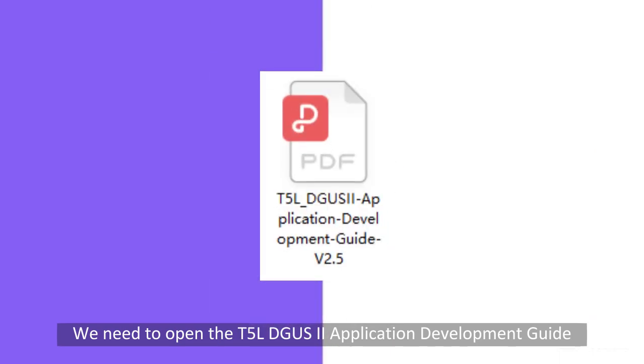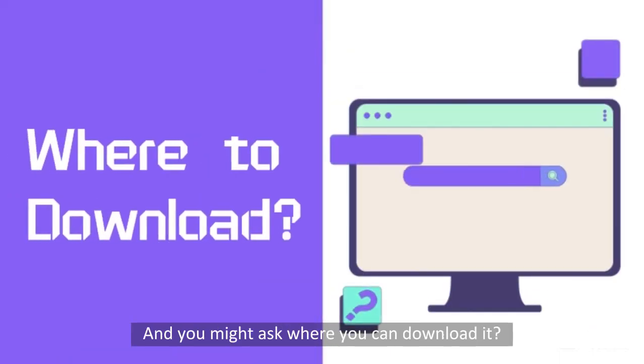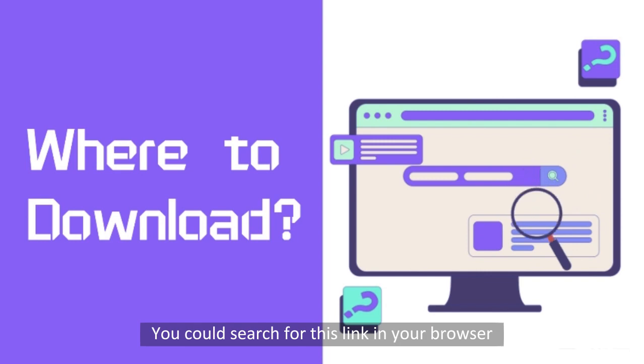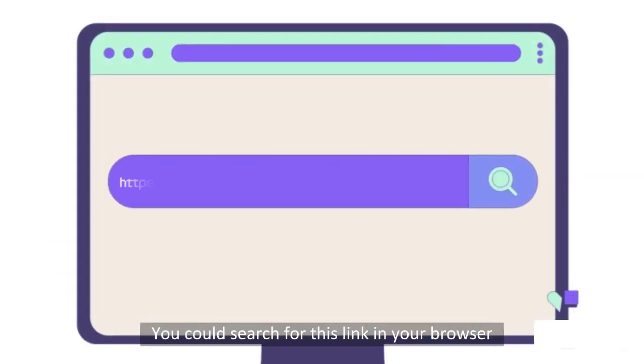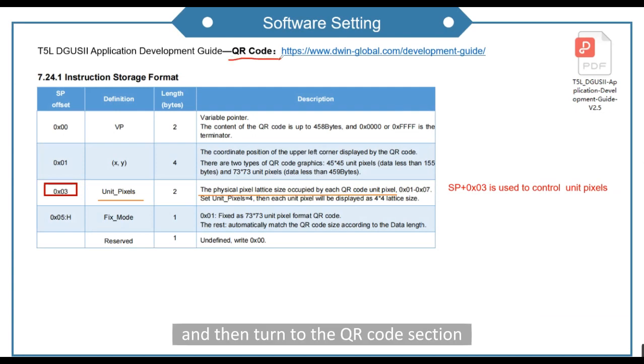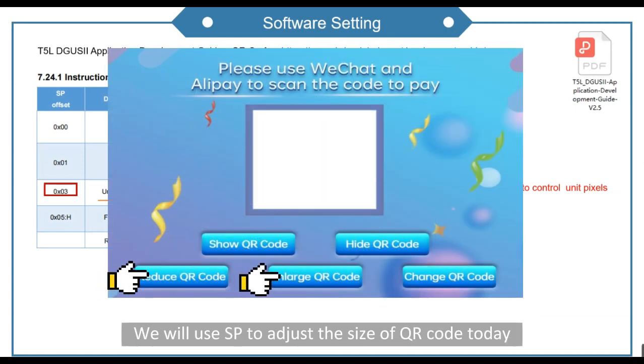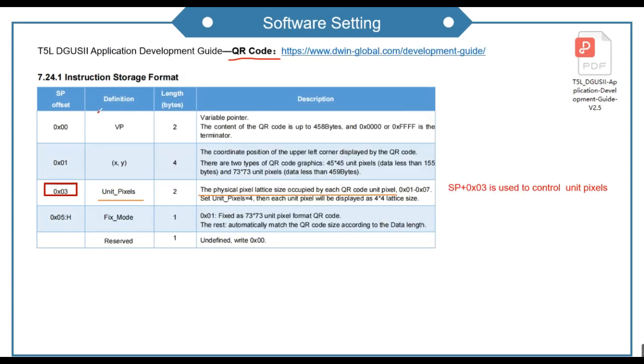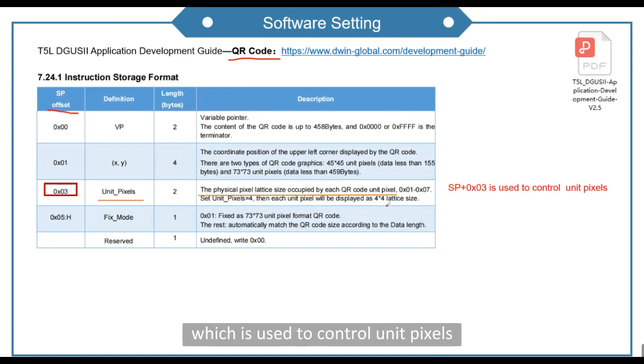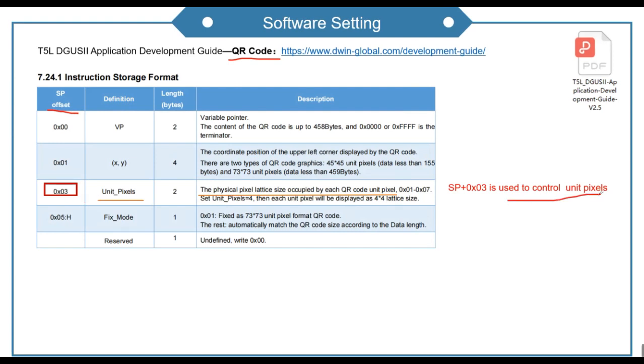We need to open the T5L DGUS 2 application development guide, and you might ask where you can download it. You could search for this link in your browser, and then turn to the QR code section. We will use SP to adjust the size of QR code today. This is the offset of SP03, which represents SP+03, used to control unit pixels.